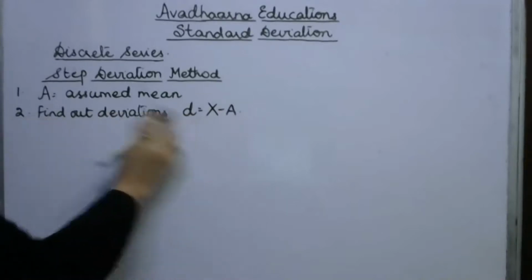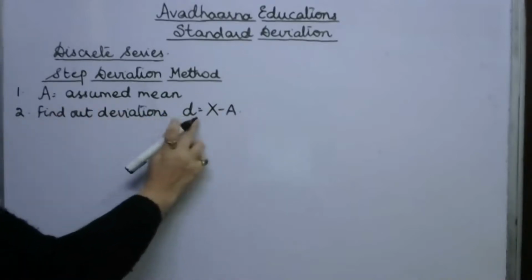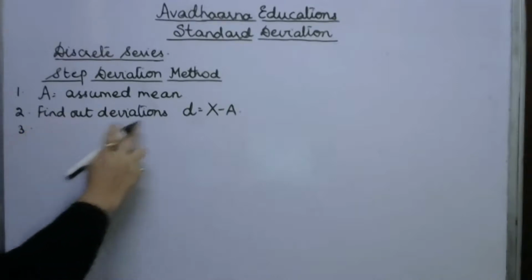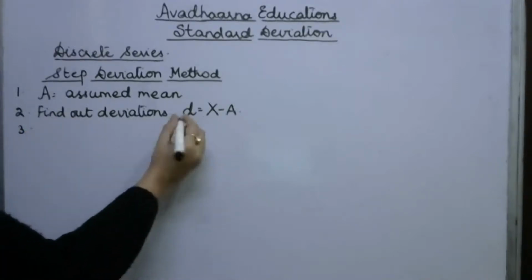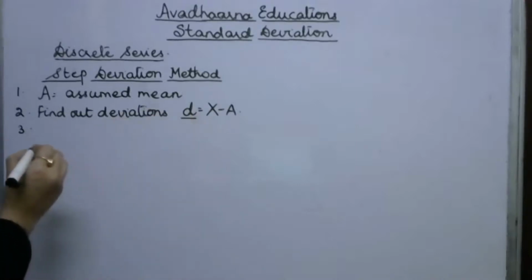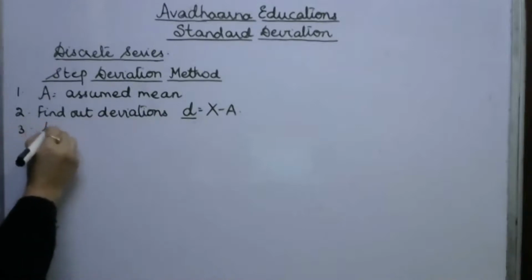Now we are going to look at all the items of d and find out the common factor. Observe all the d's. If there is any common factor, divide the deviations.